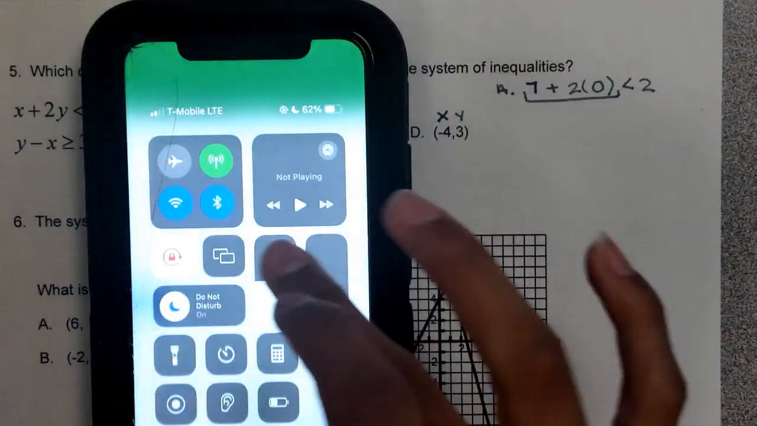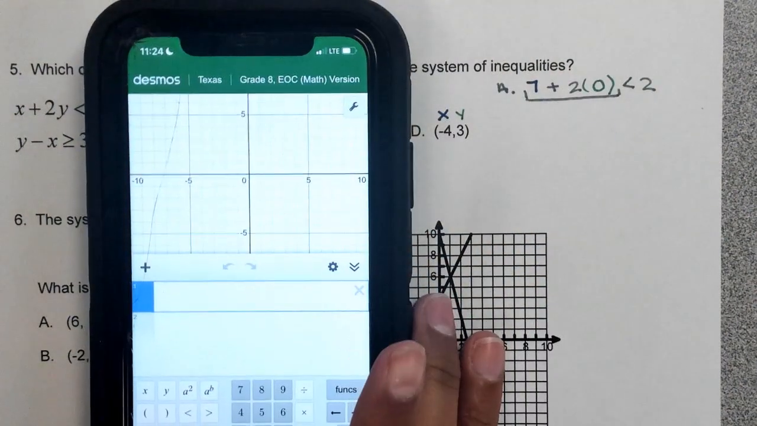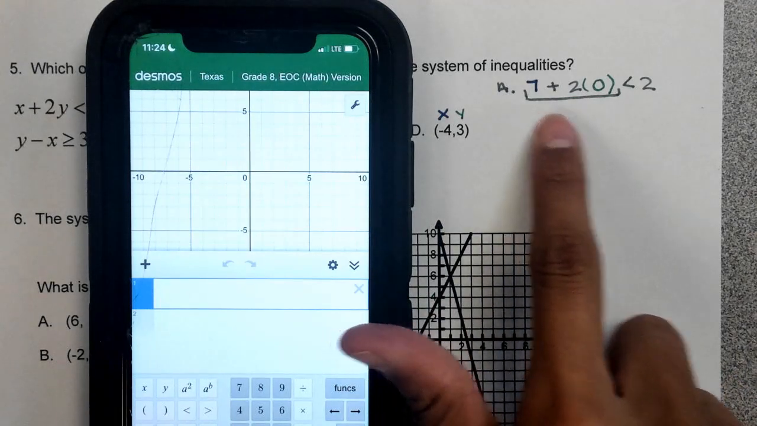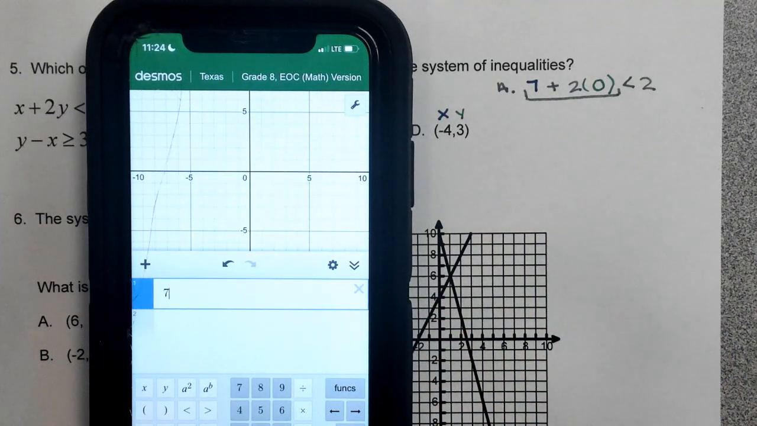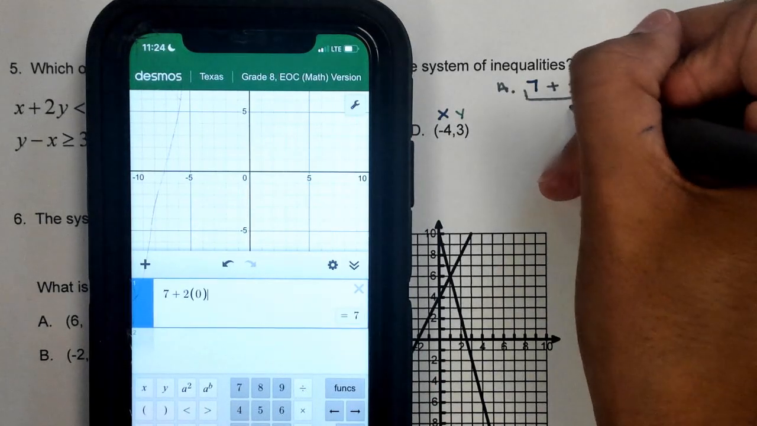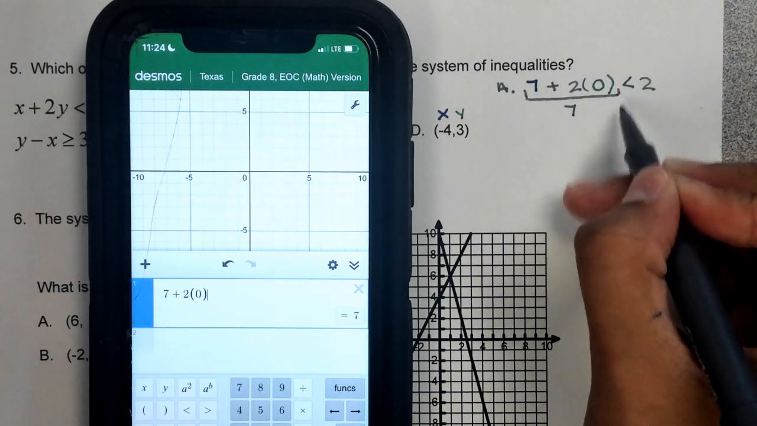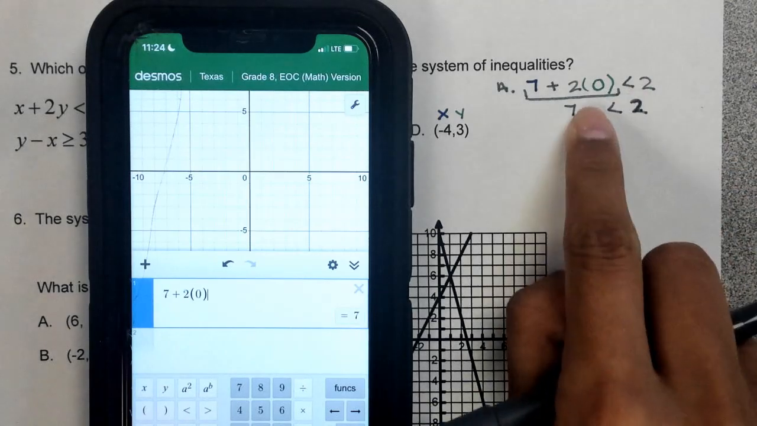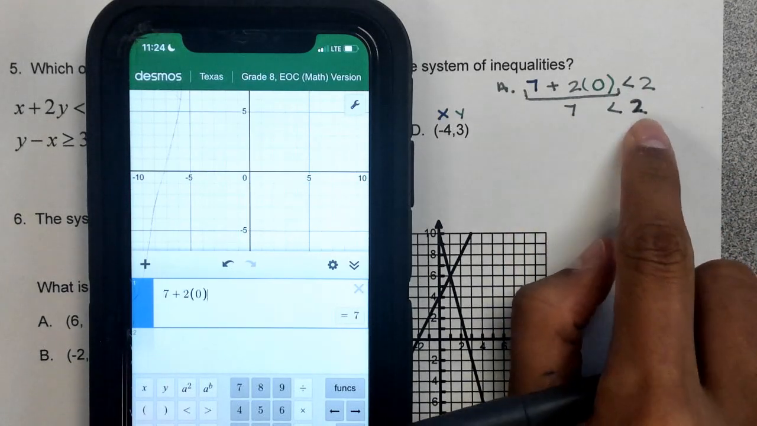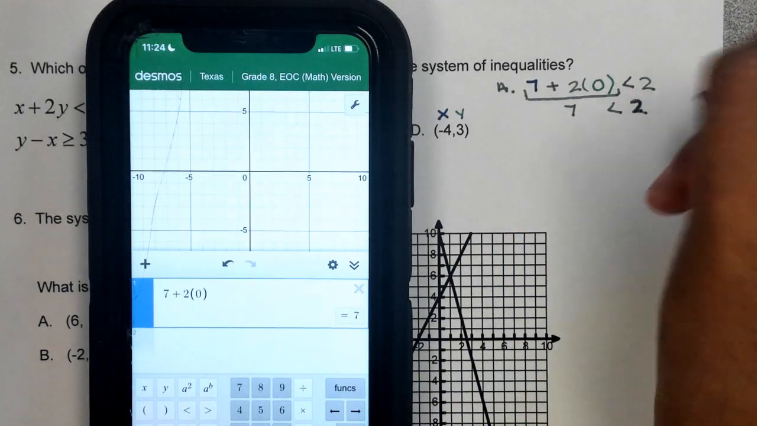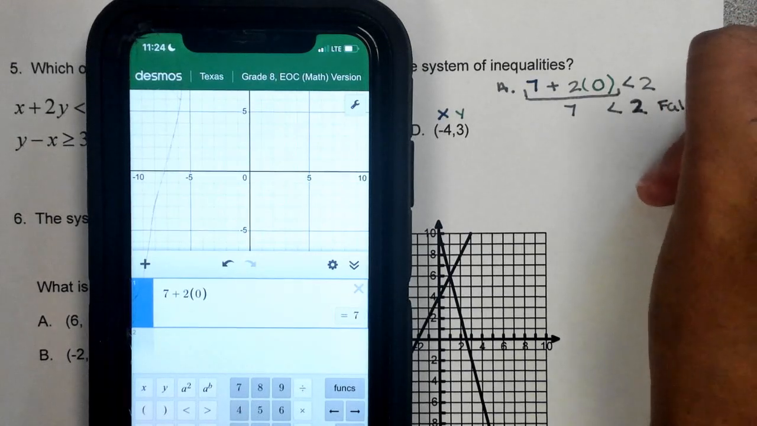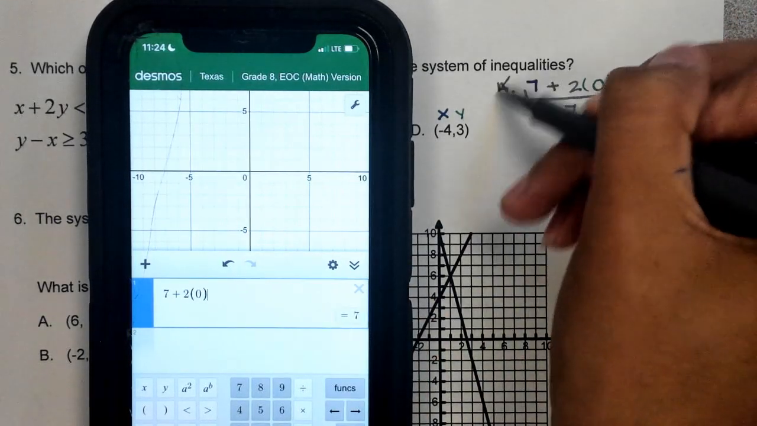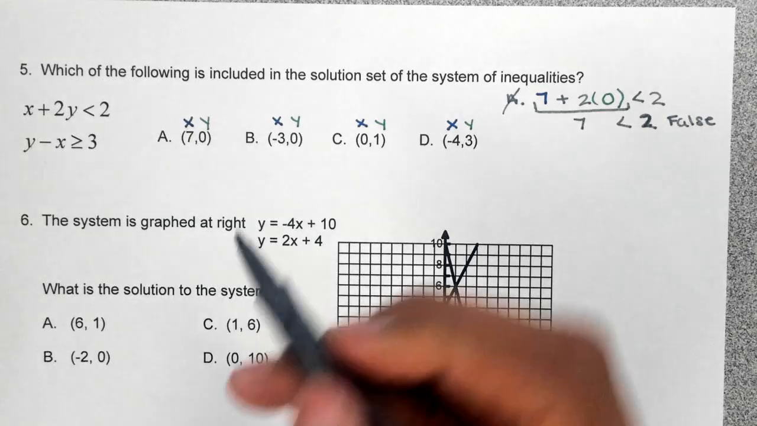So here is my Desmos calculator. We're just going to type in this first half. So 7 plus 2 parentheses 0 is equal to 7. So 7 is less than 2. Is 7 less than 2? No, it is not. This is false, which means A cannot be our correct answer.